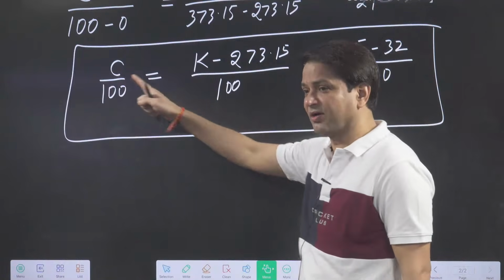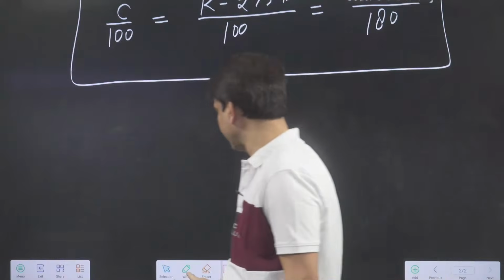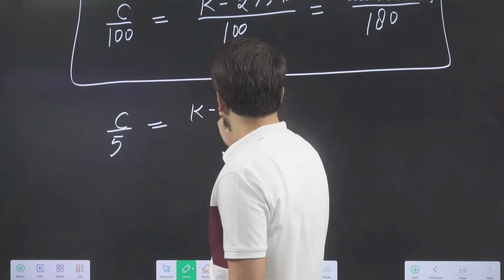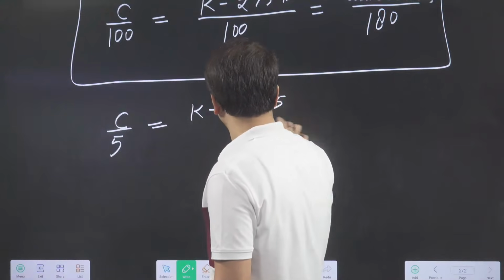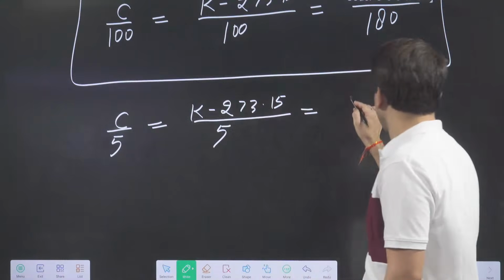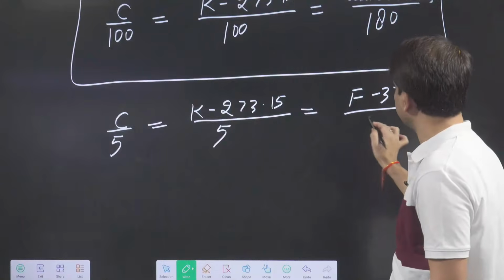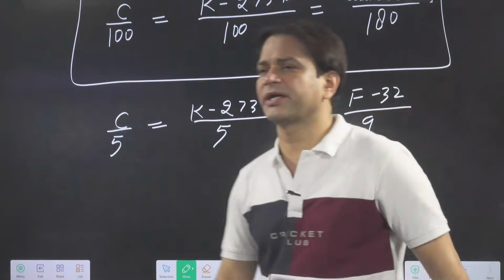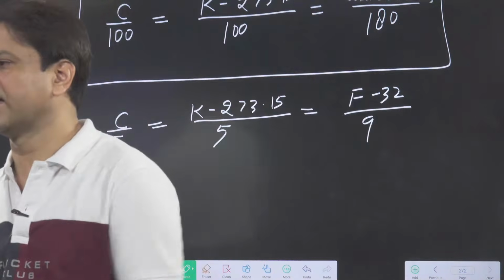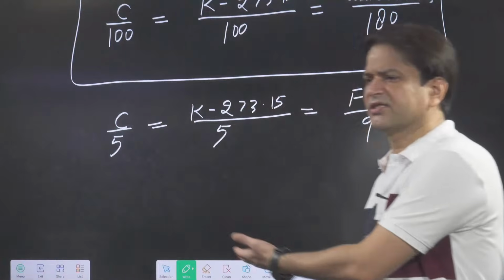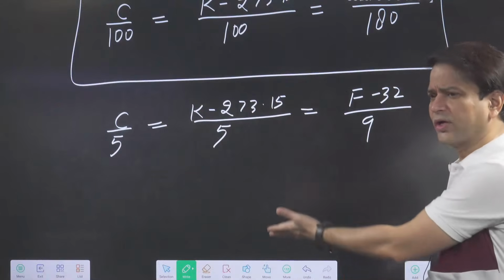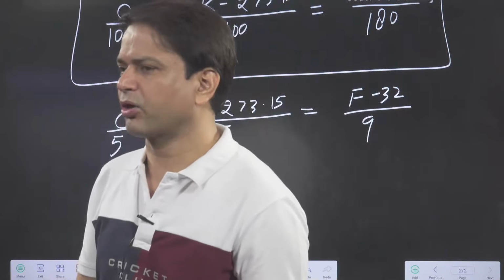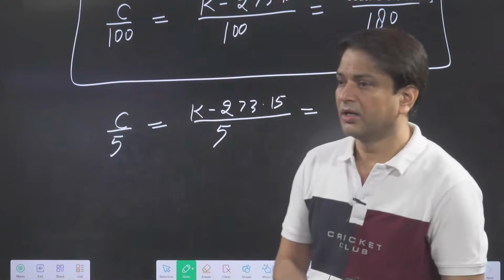So if I cancel all the denominators with 20, then what will I get? C by 5 is equal to K minus 273.15 by 5, which is equal to F minus 32 by 9. Everybody got it? Because 20 is the HCF of the denominators, we can get this relation. So either you can use the above one or this one. If you are forgetting 5, 5, 9, then it is better to take the total number of divisions in the denominator. Understood or not?